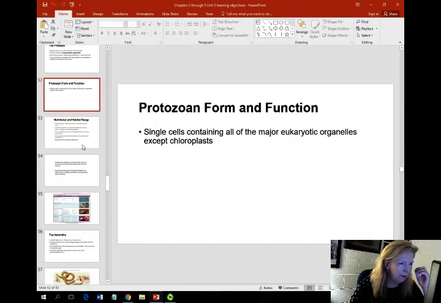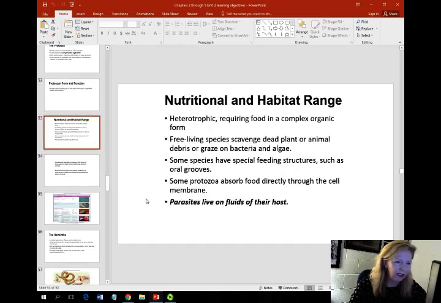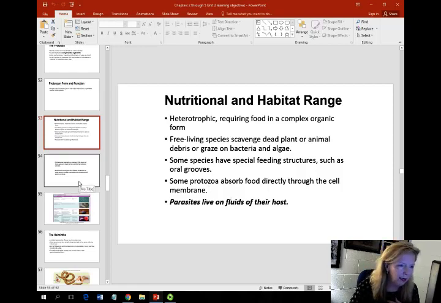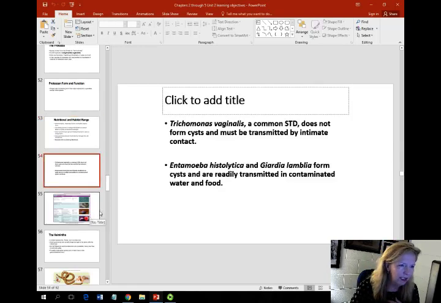So most of them are single cells, and they live in the fluids of the host. The ones that are pathogenic can live in the fluids of the host. We have some protozoa that live in and on us as part of our microbiome that never cause any harm. We do have protozoa that live in our colon and don't cause us any harm.